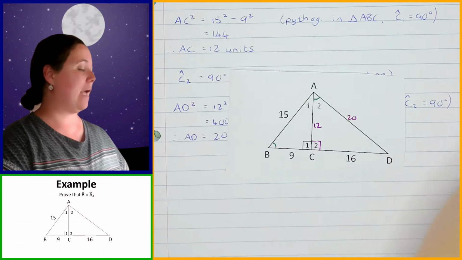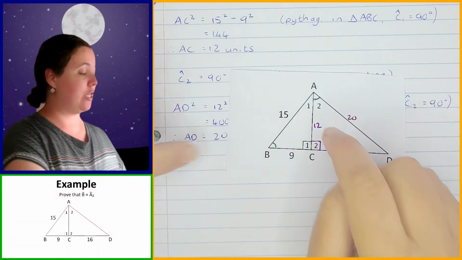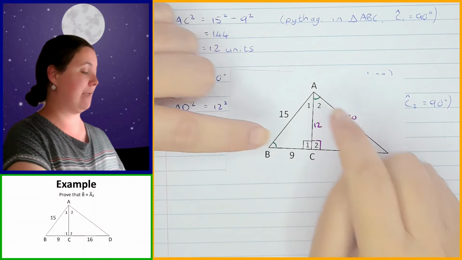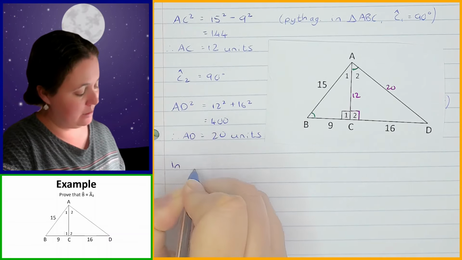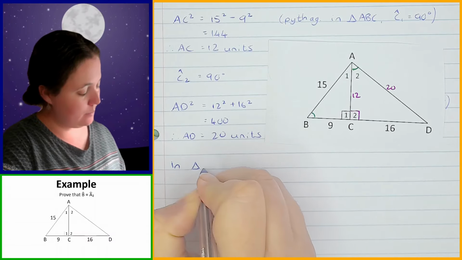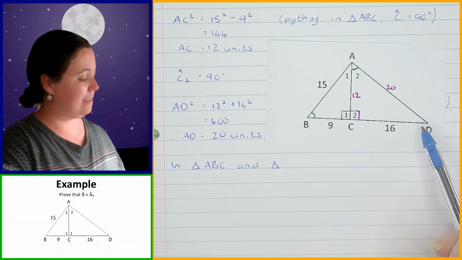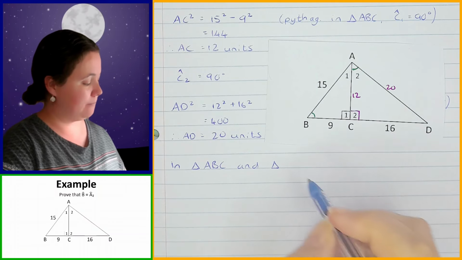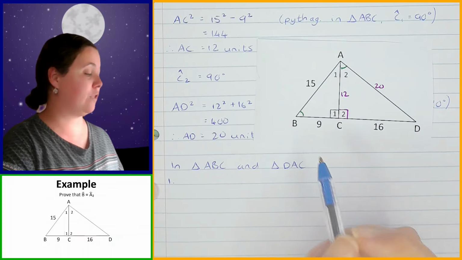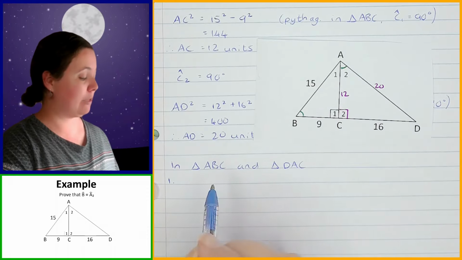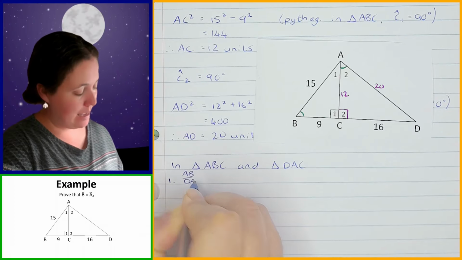So now I can go and try and prove these two triangles are similar to each other, because if they're similar, then I can prove that these two angles are the same size. Okay, so now I'm going to do my similarity proof. I start off by saying in triangle ABC and triangle DAC. Okay, so now remember, I'm going to be using proportion to prove that these two triangles are similar to each other. So I'm going to take AB over DA and see what that's equal to.